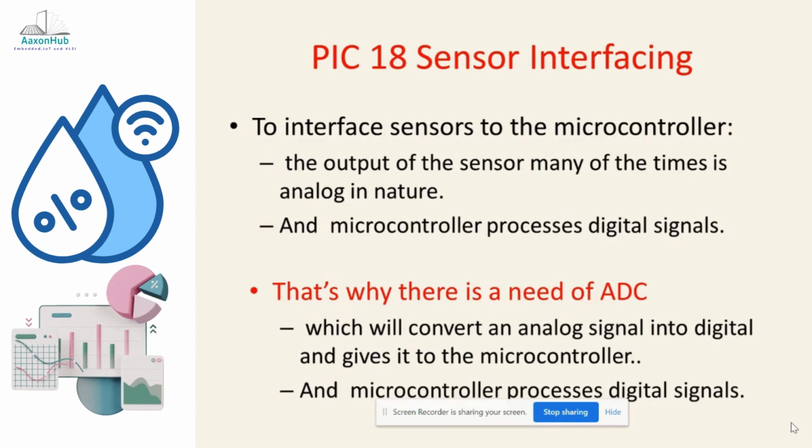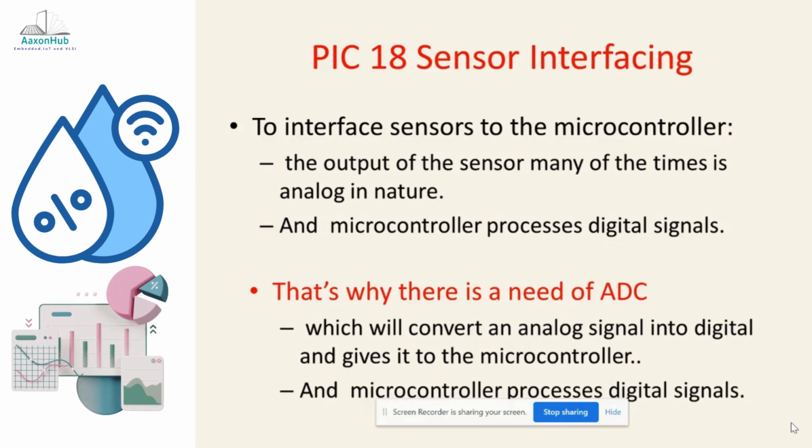In the PIC18 microcontroller, we have an ADC module inside the architecture. This ADC will be beneficial whenever you are using sensors that are connected with your microcontroller. At that time, we can use this ADC module. Usually, sensors are of two categories of nature: one can be analog and the other one can be digital.